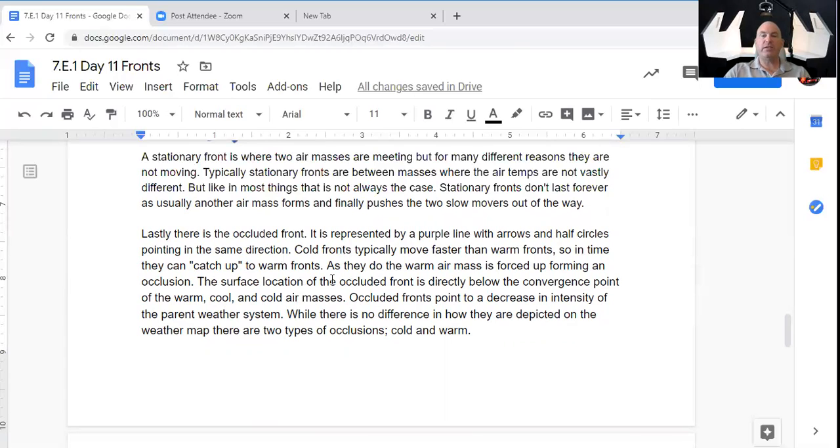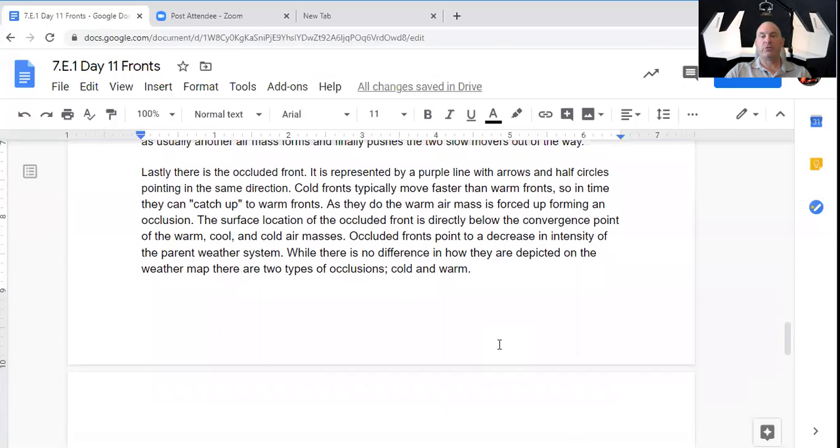Occluded fronts point to a decrease in intensity of the parent weather system. So it's kind of running out of energy, as you might say. While there's no difference in how they're depicted on the weather map, there are two types of occlusions: cold and warm.